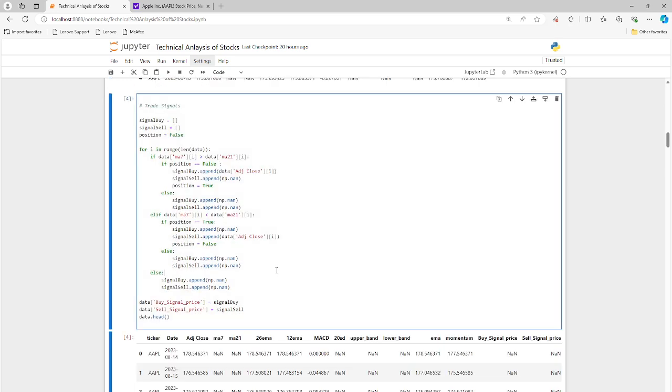Okay, so here we're going to create some trade signals. I'm going to hit enter and run the cell to do the update here. So this is one trading strategy that I want to introduce you to.